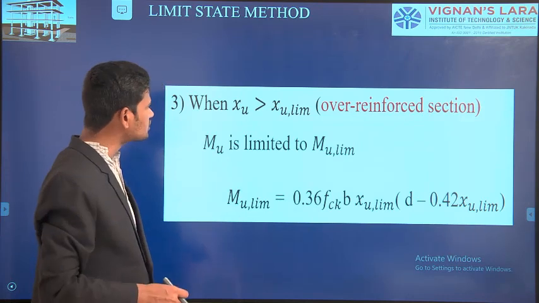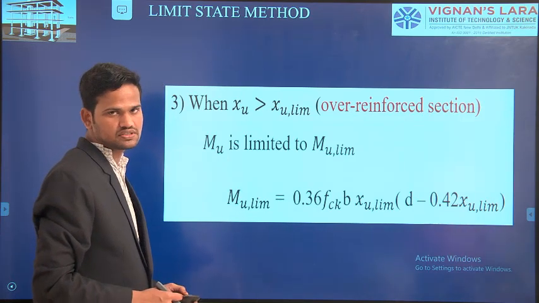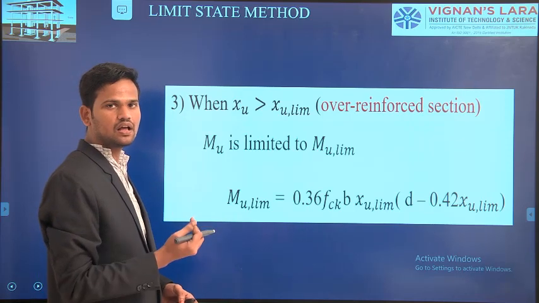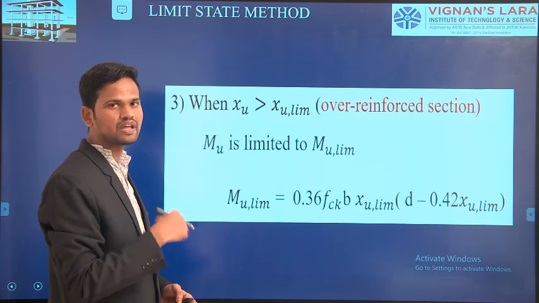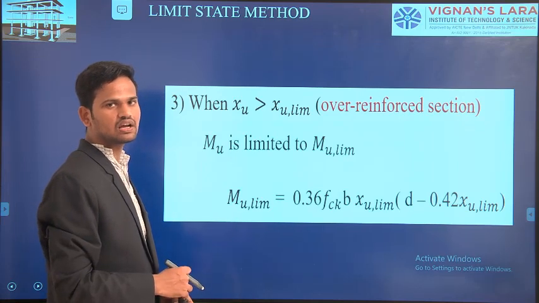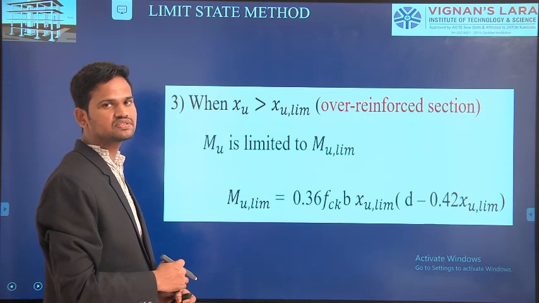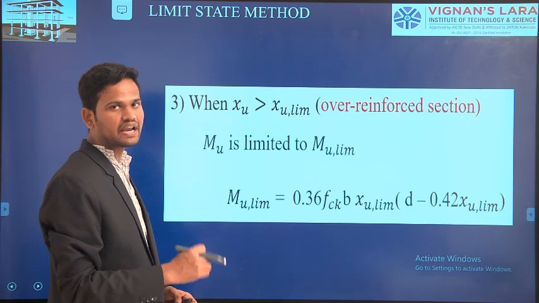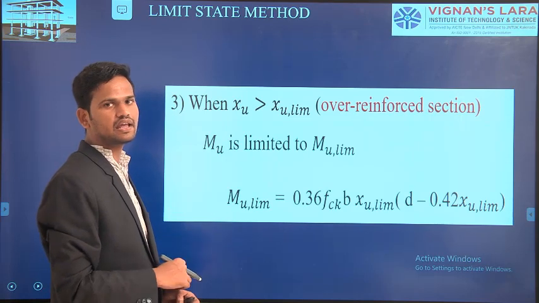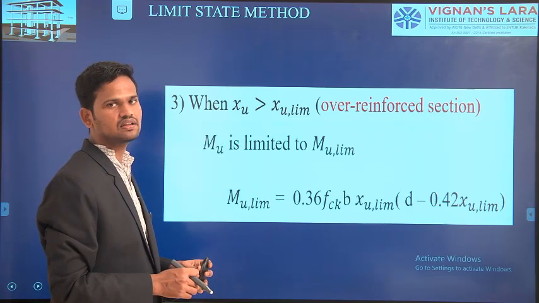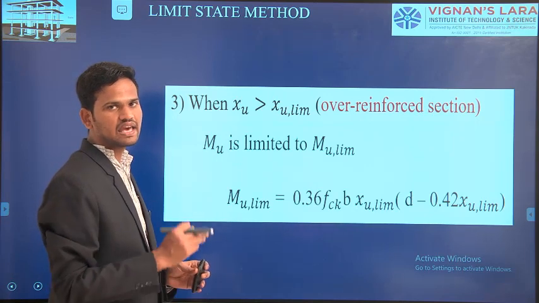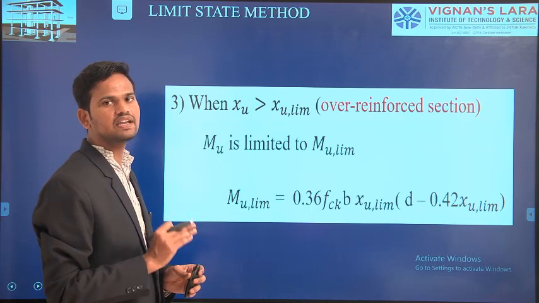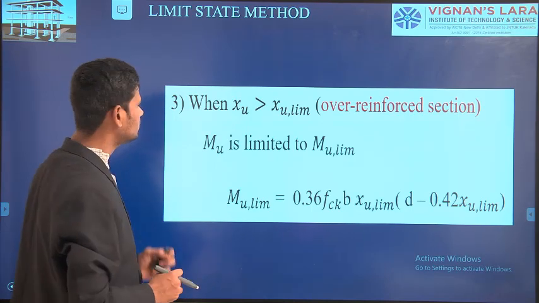Okay, next we have the over reinforced section. In an over reinforced section, we are providing more reinforcement, that means we are embedding more steel into the concrete. Due to the provision of more steel, the concrete area may get reduced. Due to this reduction of concrete area, the loads coming on the structure will be taken by the concrete first. Hence the concrete may lead to failure, which is why we should not design any sections as over reinforced sections.